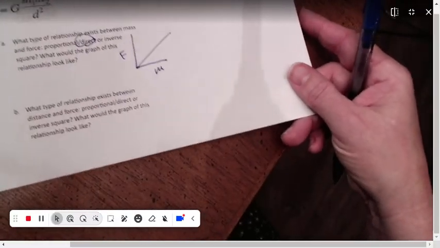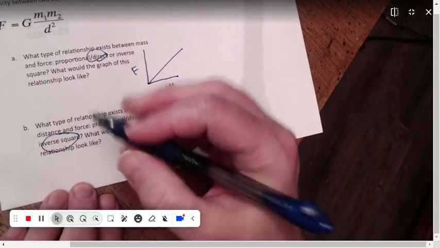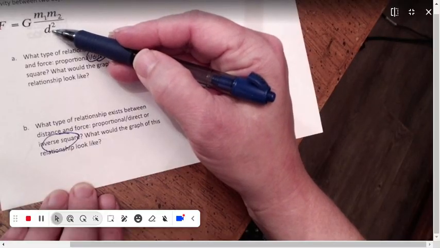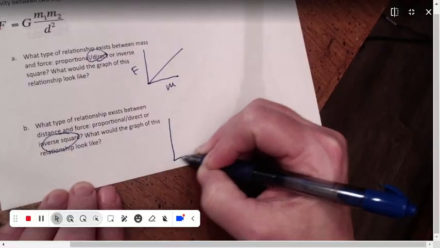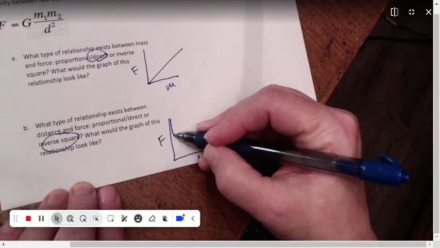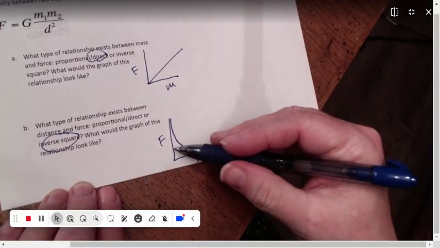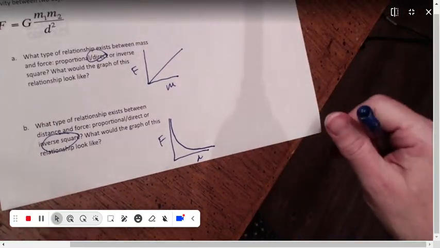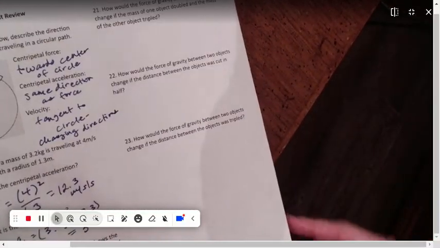What relationship exists between distance and force? This is an inverse square because of the equation here. Distance is on the bottom, so inverse, and it's squared. And this graph looks like this, where I've got force, distance. I've got this curve that drops off really steeply. So as distance gets bigger, force is going to get smaller, and it gets smaller by the square. So it gets smaller really fast. And that's just the math part of that equation.